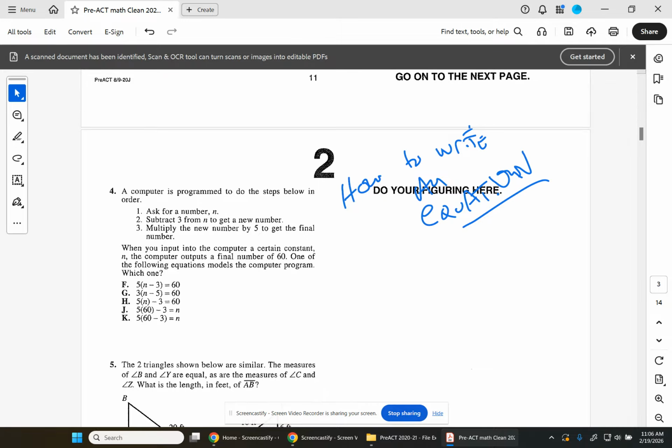Okay, enough of that. So they ask for a number. They want to subtract 3 from the number. So immediately I'm thinking that. So I can go over here and just start going, well, which one of these doesn't even begin to look like that? None of them. The only one that looks like that is that one. Then they want to multiply the new number by 5. So that's this. And then when you input this into a computer, the output is 60. So that means that's going to equal 60.